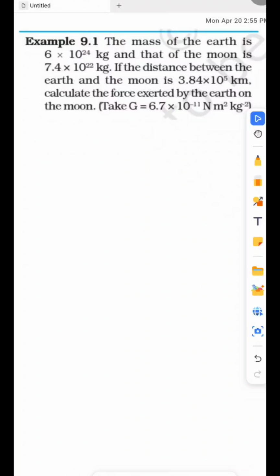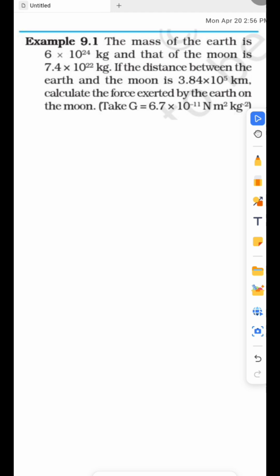Good afternoon, all. Today we are going to solve an example based on the universal gravitational law. Yesterday we saw gravitation and the universal law of gravitation, and today we are going to solve an example based on that formula. This is a very important example.